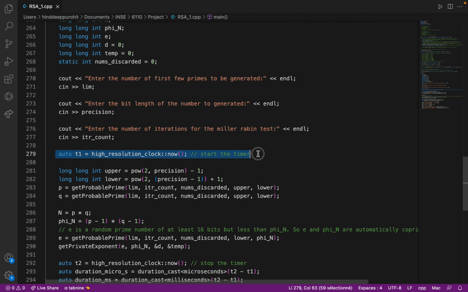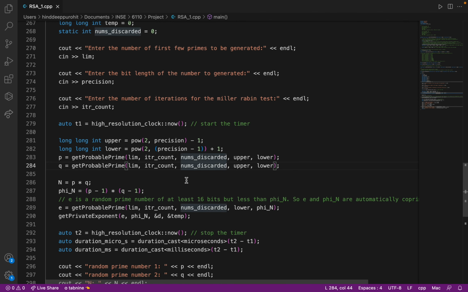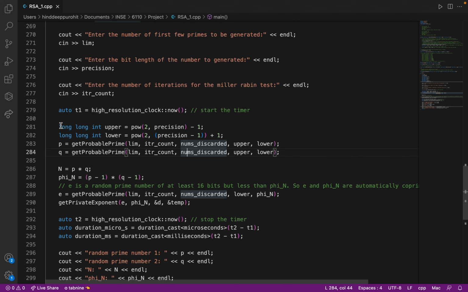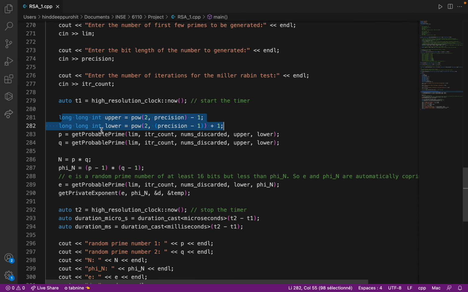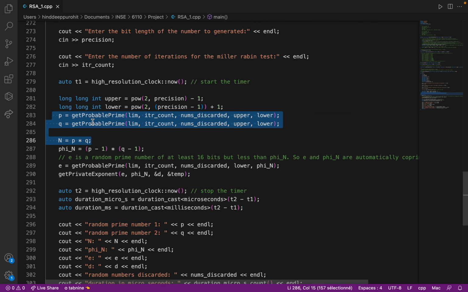This is just for calculating the amount of time that this algorithm takes to generate prime numbers and encrypt and decrypt messages. Then we're calculating the upper and the lower bound. In our case, it's a 16-bit number, so the upper bound would be 2 raised to 16 minus 1, and the lower bound would be 2 raised to 15 plus 1. Then we calculate P and Q by using this function, get probable prime.